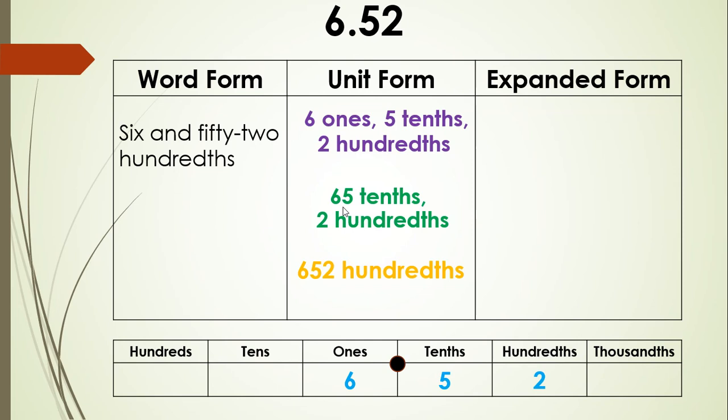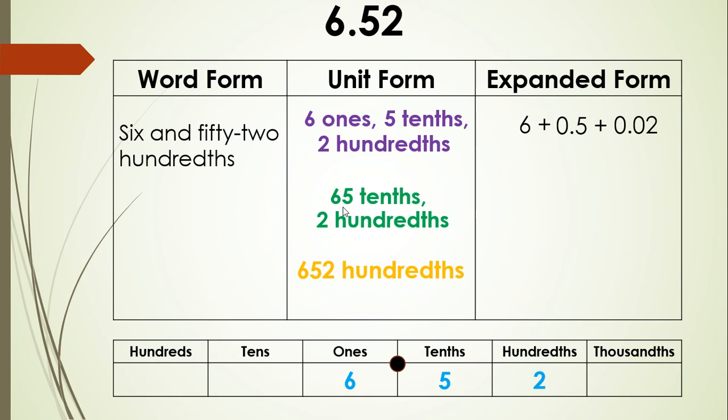The first way is just using addition. We'll write the value of each of the digits. Since the 6 is in the ones place, it has a value of 6. The 5 is in the tenths place, so its value is 5 tenths. And the 2 is in the hundredths place, so the value is 2 hundredths.